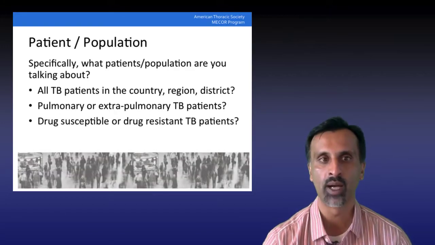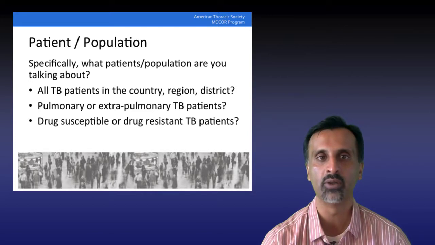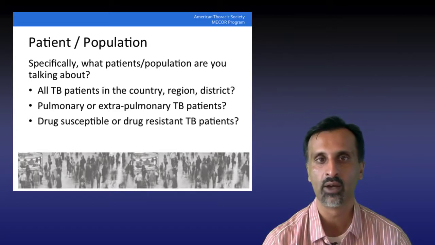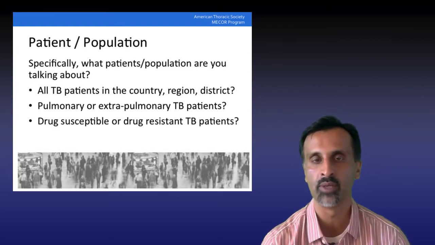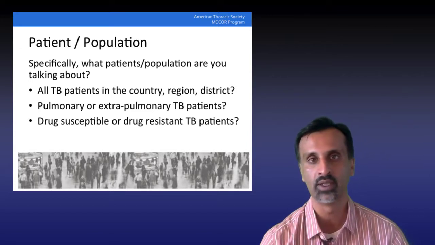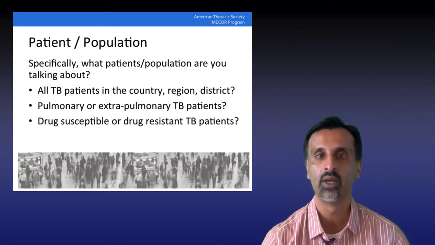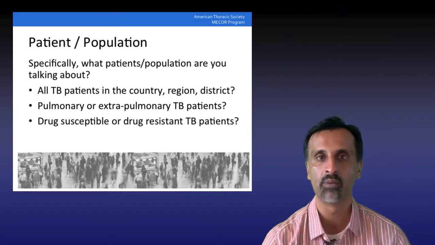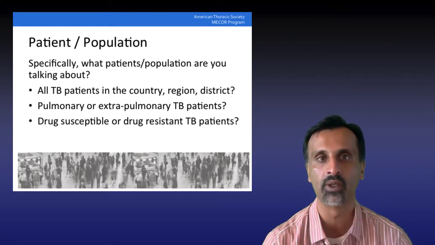So first, think about what the patient or population is. Specifically, which patients or population are you interested in studying? In this scenario, are you talking about all TB patients in the country, region, or district? Are you talking about pulmonary or extrapulmonary TB patients? Are you talking about drug-susceptible or drug-resistant TB patients, or both? Depending on the population, it may make your question less interesting, less feasible, or more novel. So specifying the population really impacts whether or not it meets the finer criteria, in part based on what's previously known, and in part based on what patients you have access to, and whether it's feasible to carry out the research in that population.